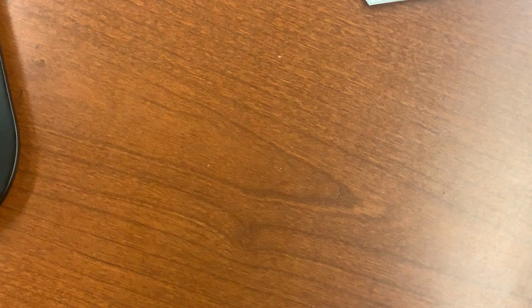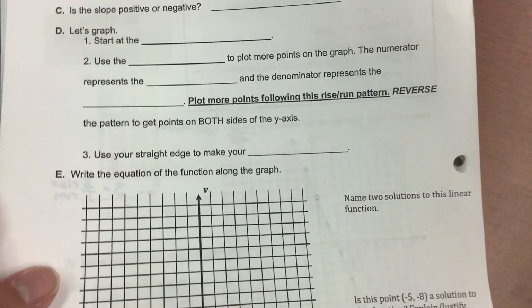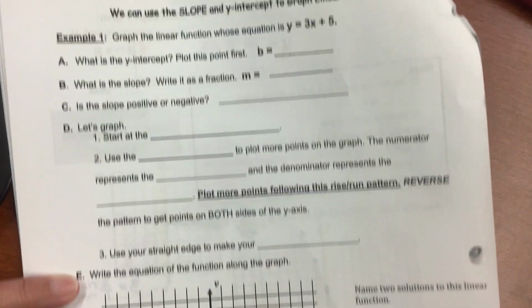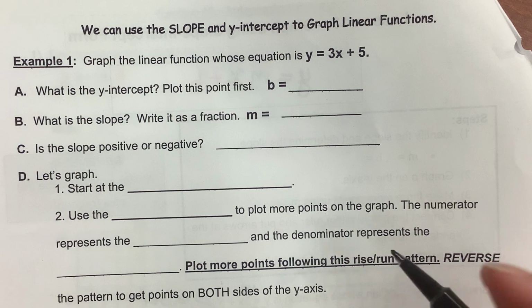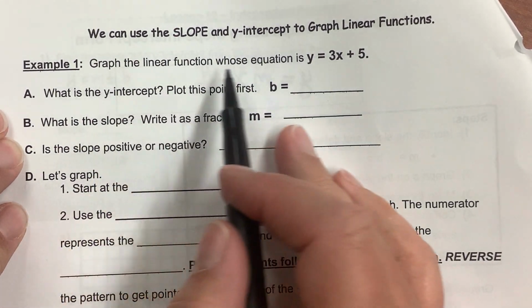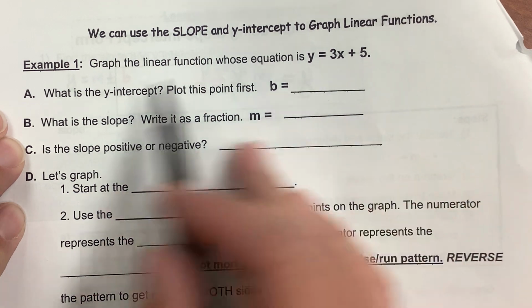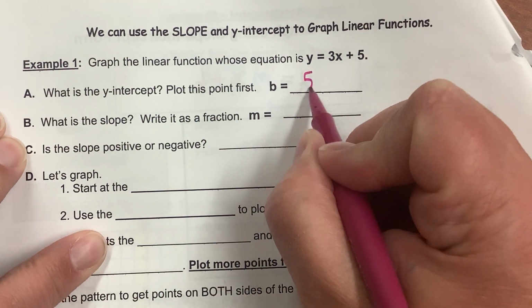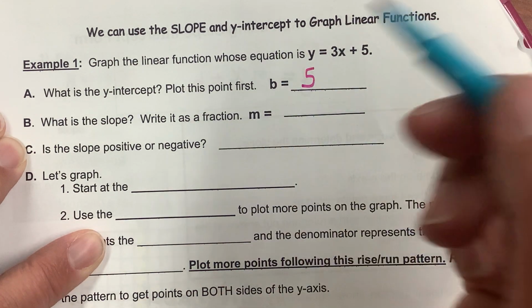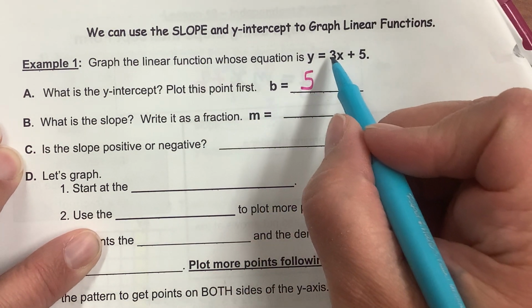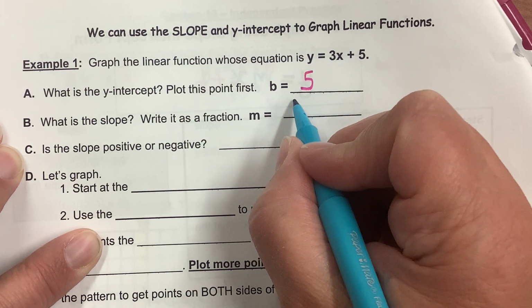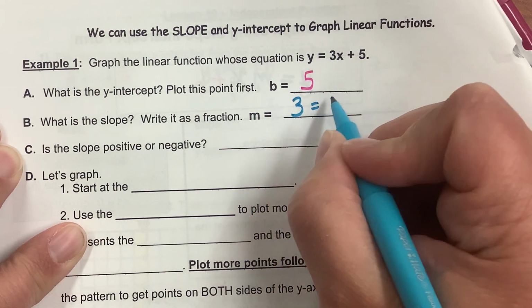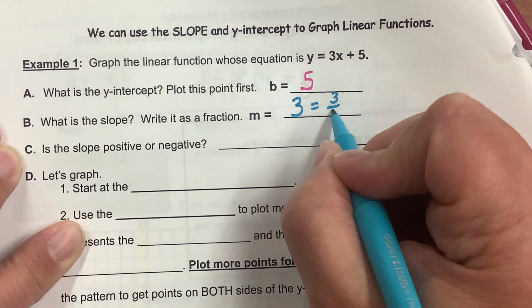So let's try it again. Here we go. Lots of words on this part. We can use the slope and y-intercept to graph a function. Graph the linear function whose equation is y equals 3x plus 5. What is the y-intercept? Well, the y-intercept is at the back of the equation, b equals 5. What is the slope? Well, the slope is what I'm going to multiply times x, 3 times x. So it's 3. But remember, I'm going to write it as a fraction, 3 over 1.